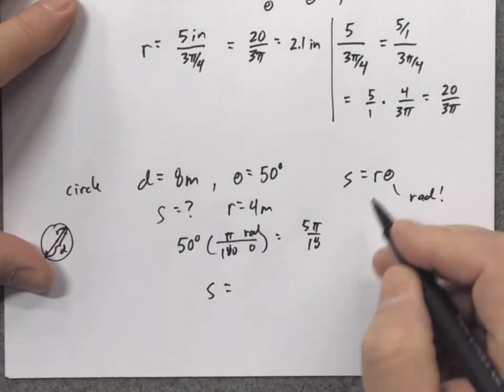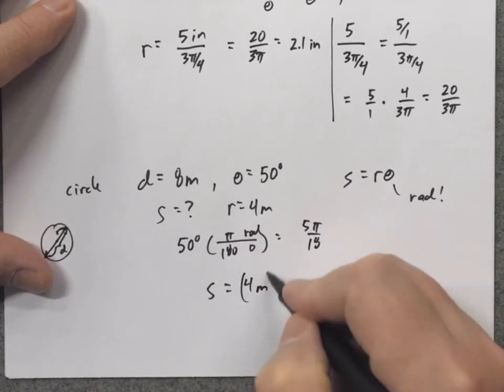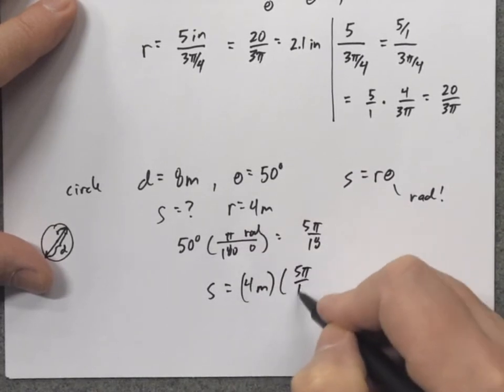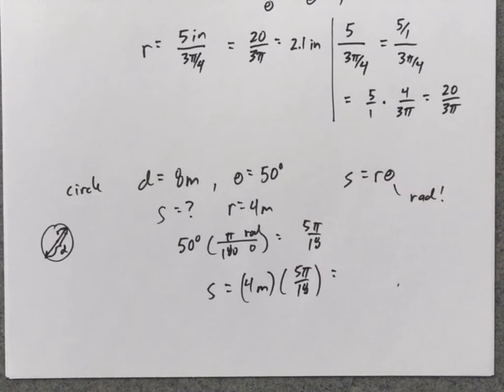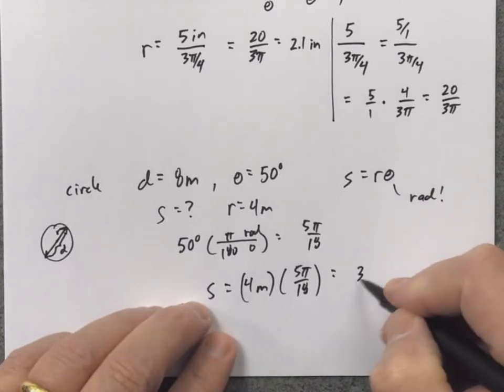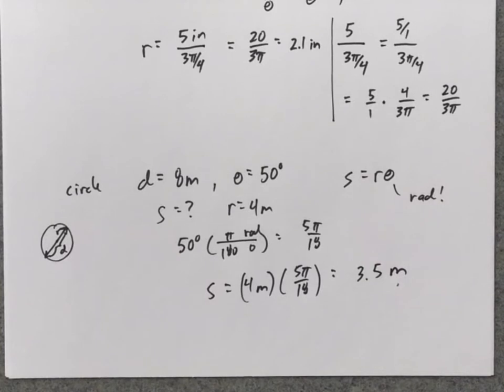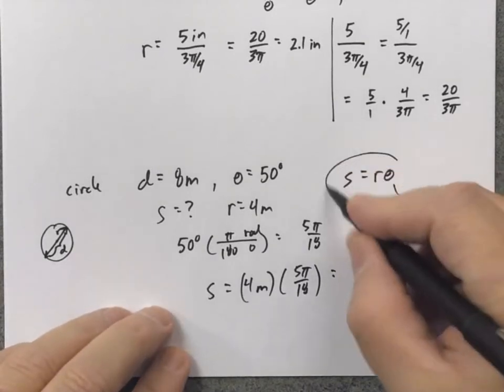So S is 4 meters times 5 pi over 18 for my angle. At this point, there's no reason to try and simplify right now. I'm just going to crunch in the numbers. So 4 times 5 times pi divided by 18, 3.49, which is actually 3.5 meters. I believe that's correct. All right, so a couple different problems involving what normally is called this sort of arc length equation.